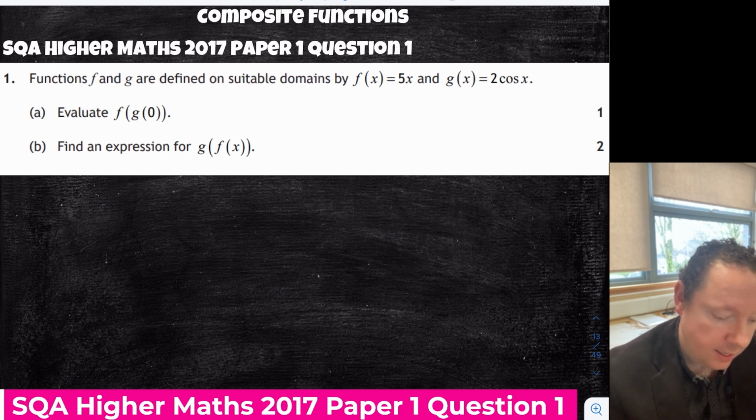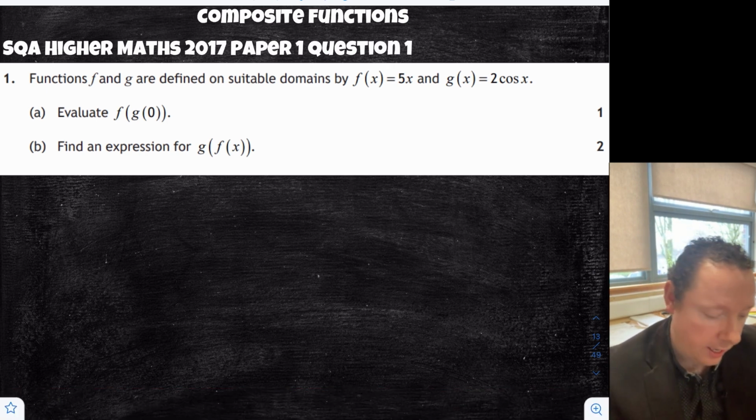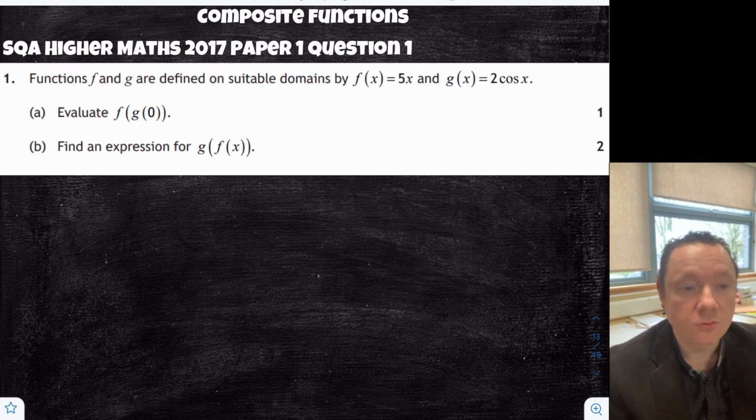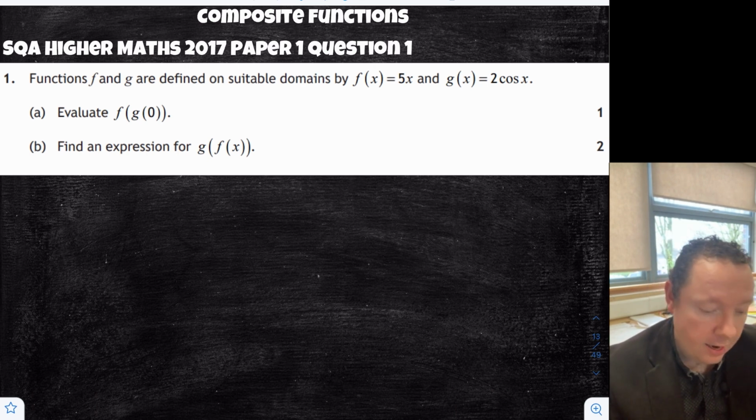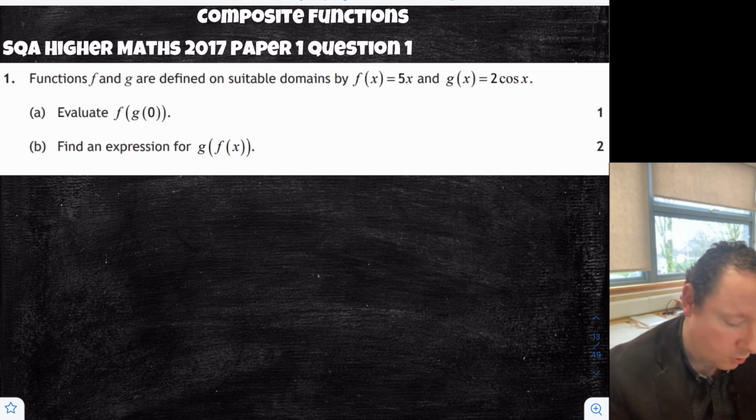Okay, composite functions, SQA Higher Maths 2017, paper 1, question 1. f and g are defined as f of x is 5x, g of x is 2 cos x. Evaluate f of g of 0. Okay, there's a couple ways you can do this. You can find f of g of x, or you can work out g of 0 and shove it into f. I'm going to do it by doing f of g of x.